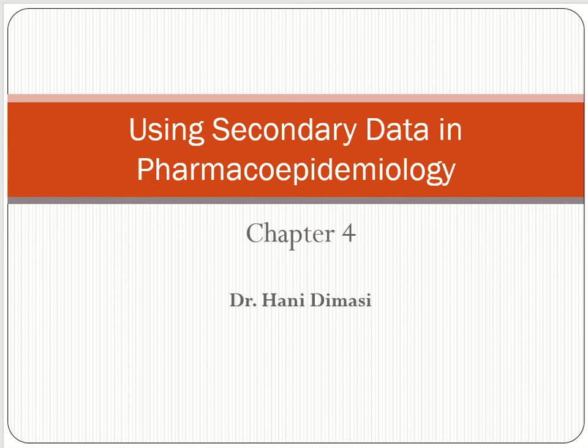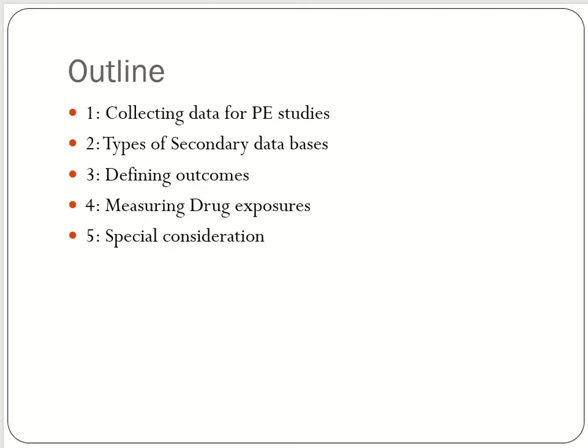Welcome to Chapter 4, which is about secondary databases in pharmacoepidemiology. This is going to be a short overview of the chapter, and this is coming from your reference book, Understanding Pharmacoepidemiology. In this chapter, we will go over 5 points: collecting data for pharmacoepidemiological studies, the types of secondary databases, defining outcomes in secondary databases, measuring drug exposures in secondary databases, and special considerations when you're using secondary databases.